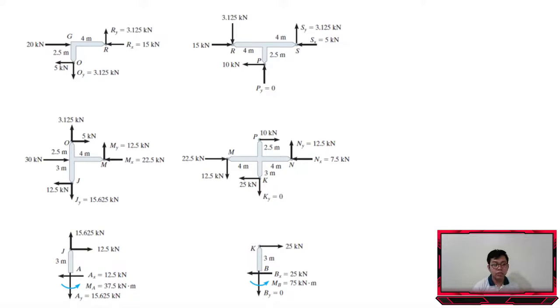So let's try to solve the reaction at B. This is what we should get: 25, 75, and 0. Let's check if we can really get this. Same still, guys. To solve for RB, we need to consider the topmost one first, and then go downward, and then we get this.